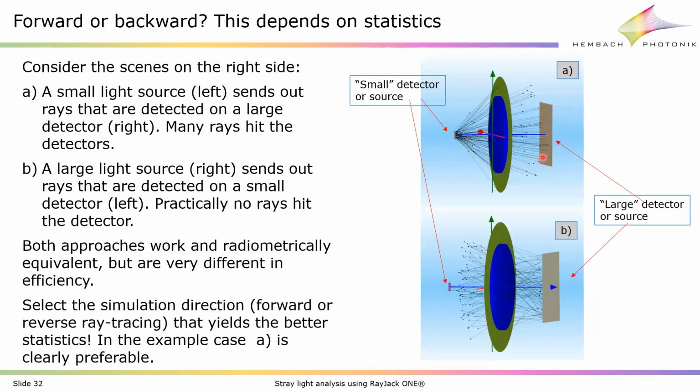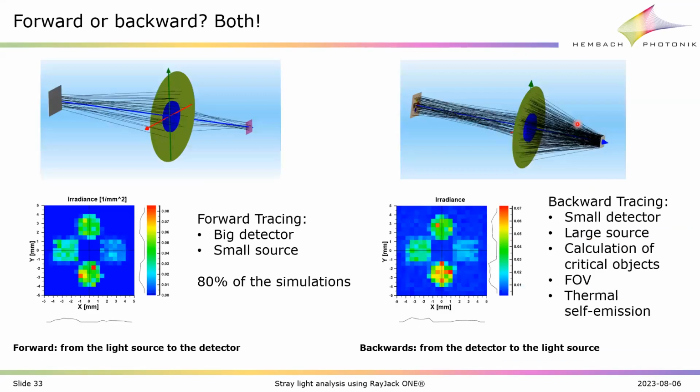Now, suppose that this is the source and this is the detector, then of course you would trace from the detector, because still many of the rays would hit the source. So it's a matter of statistics, and quite generally for self-emission problems in infrared, you trace from the detector towards the source. This is just a small verification that both will work.